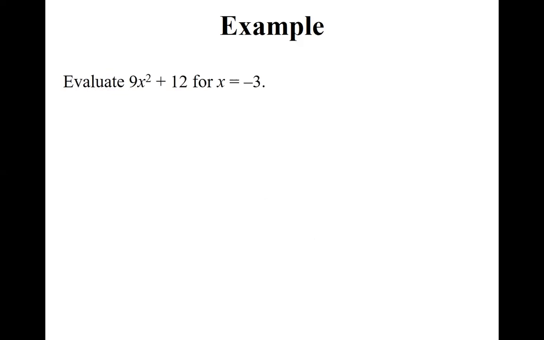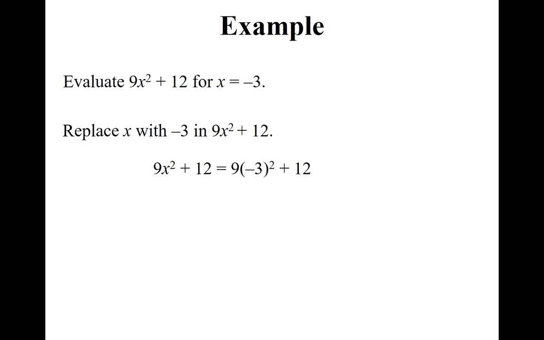Evaluate 9x squared plus 12 for x equals -3. Notice that it's the entire x that is squared. x is a -3, so it's going to be the entire -3 that's squared. So when we make our replacement, we have to be sure to use parentheses, because the entire -3 has to be squared just like the entire x was squared.